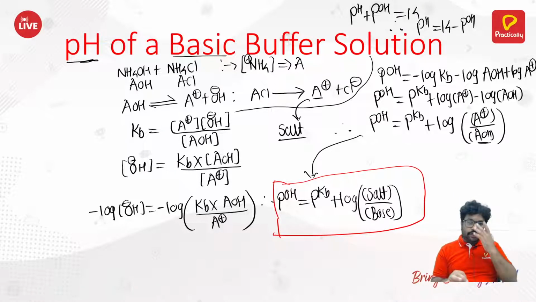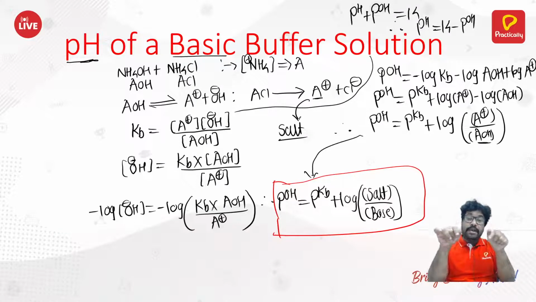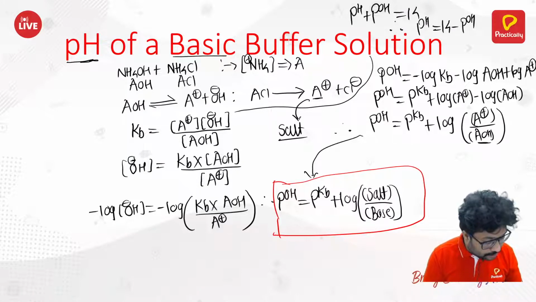And here also the range that we had seen there, remember the range of acidic buffer, plus minus 1, all the things that we had seen there are applicable here also. There is no change, exactly the same. I hope you must have understood this very well.